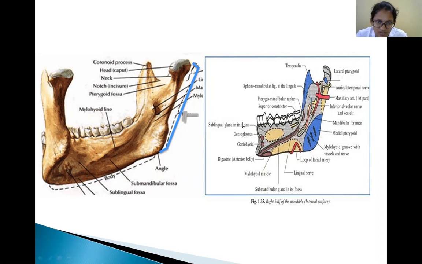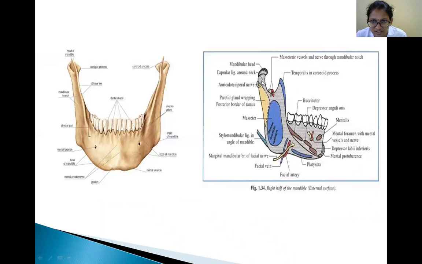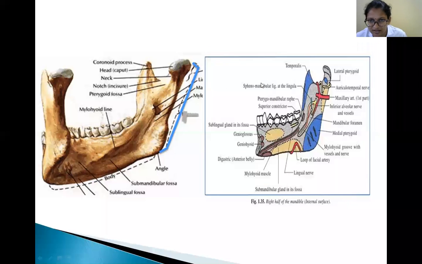Below the head, there is a constricting part called the neck. The neck gives attachment for the capsular ligament. On the lateral surface of the neck, it gives attachment for the lateral ligament of the temporomandibular joint.